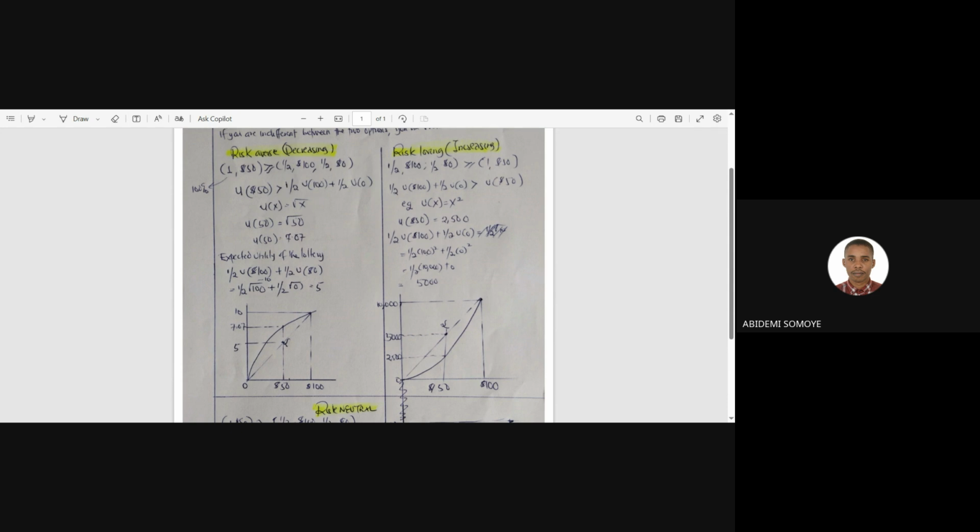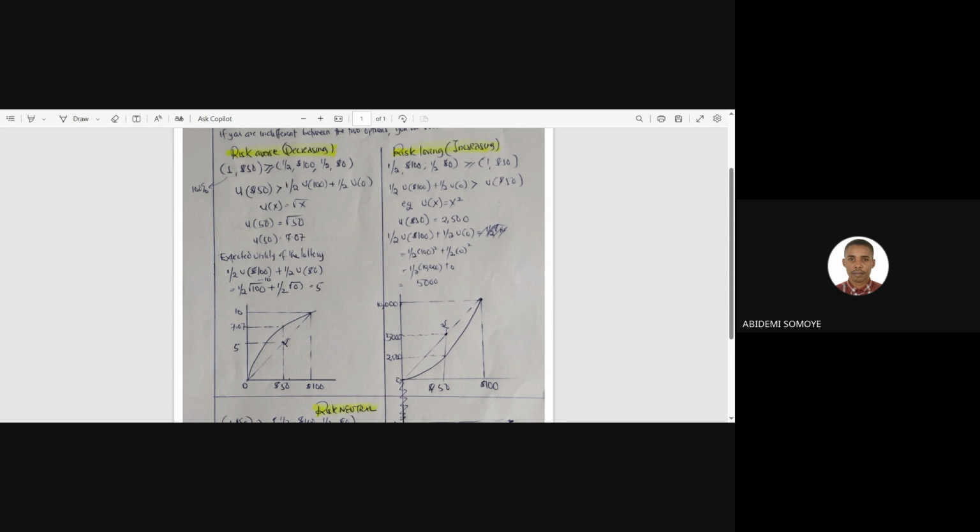So what is utility of x? What we are going to do is use this utility of x equals root of x to solve for both sides. And what are those both sides? The first one is utility of $50, and the second one is half utility of 100 plus half utility of 0. Is that clear, guys? Is it clear? Yes. Okay. Fatima, is it clear? Yes, Professor. All right.